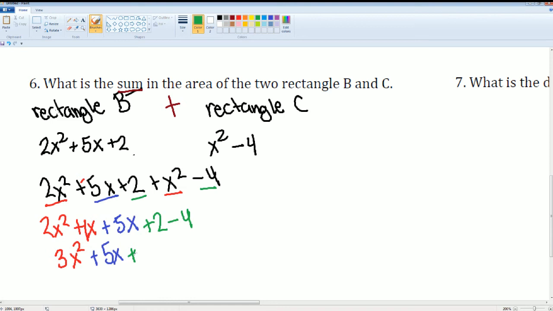2 minus 4 just becomes, oops, this is bad. This should become a minus 2. Okay, because why? Because 2 plus negative 4 in your calculator is equal to negative 2. Okay, that's why.